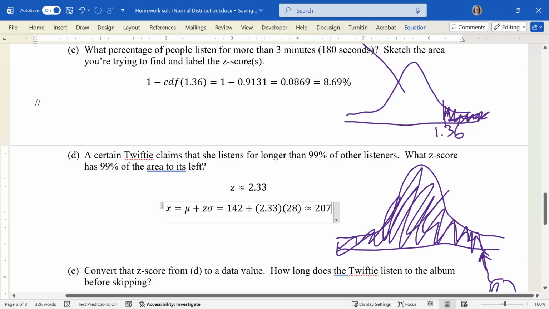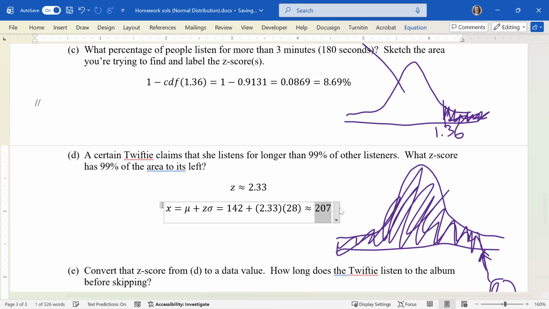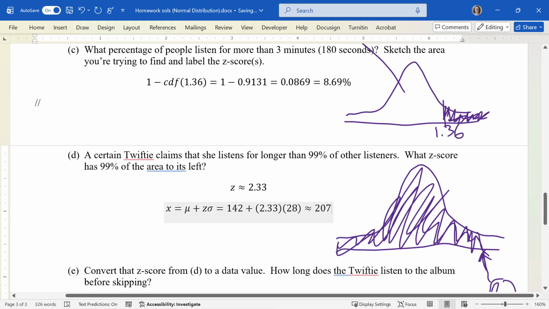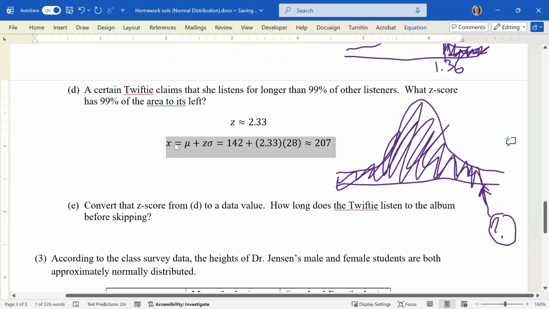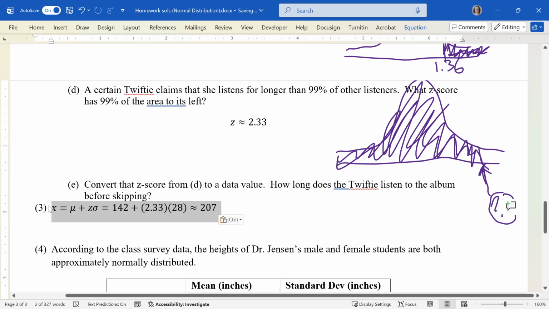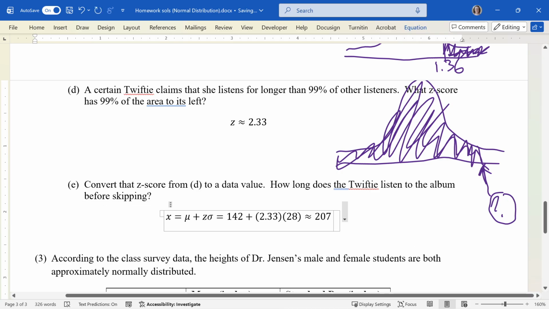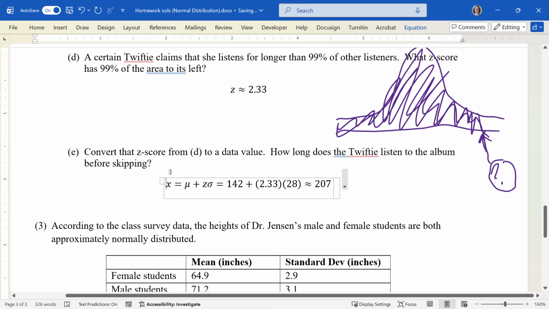So that's 180 plus 27, about 3.5 minutes. If a Twifty were to listen to the album for 207 seconds before skipping, that would be longer than 99% of other listeners. Oh, I put this in the wrong place. Sorry, it's supposed to be down here. All right, so that's it for Taylor Swift.